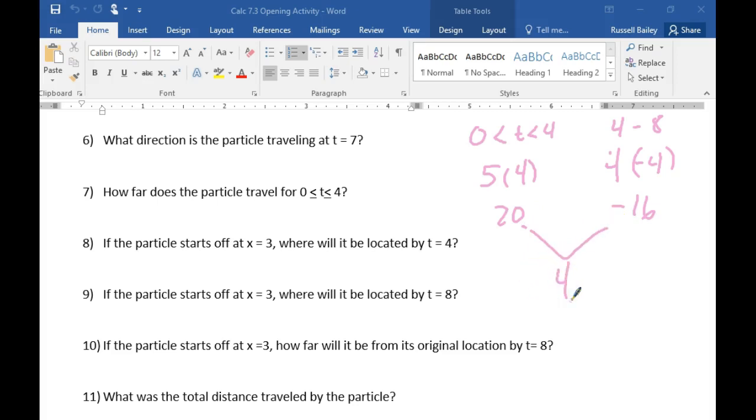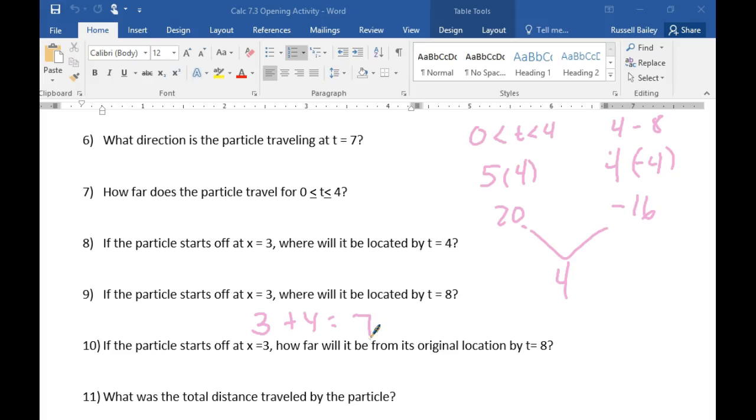So what happened was this object moved 20 feet to the right, and then it moved 16 feet to the left, right? Okay, now what? And its initial condition. Yeah, that's actually true. All right, its initial condition was 3, so plus 4. There you go. Very good. Beautiful explanation.